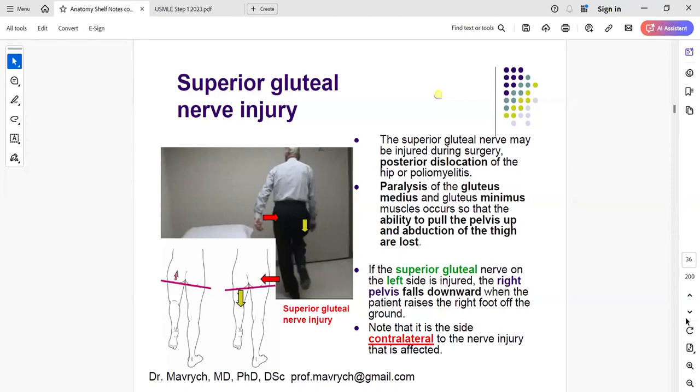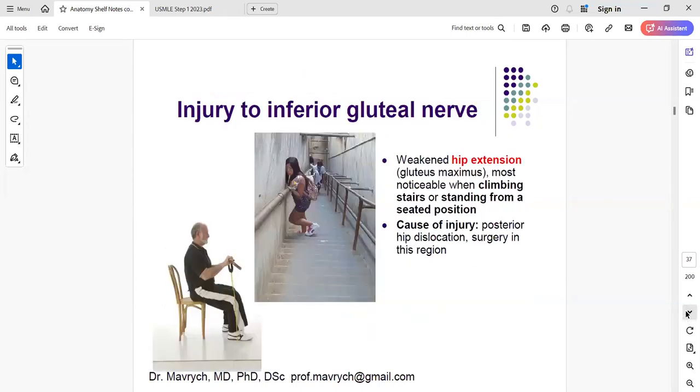For instance, in the real world, a patient comes to you with left superior gluteal nerve injury. You ask the patient to walk in your clinic. Which side of the body would dip, right? Your answer would be the right pelvis. So it would always be the opposite side. Just remember that.